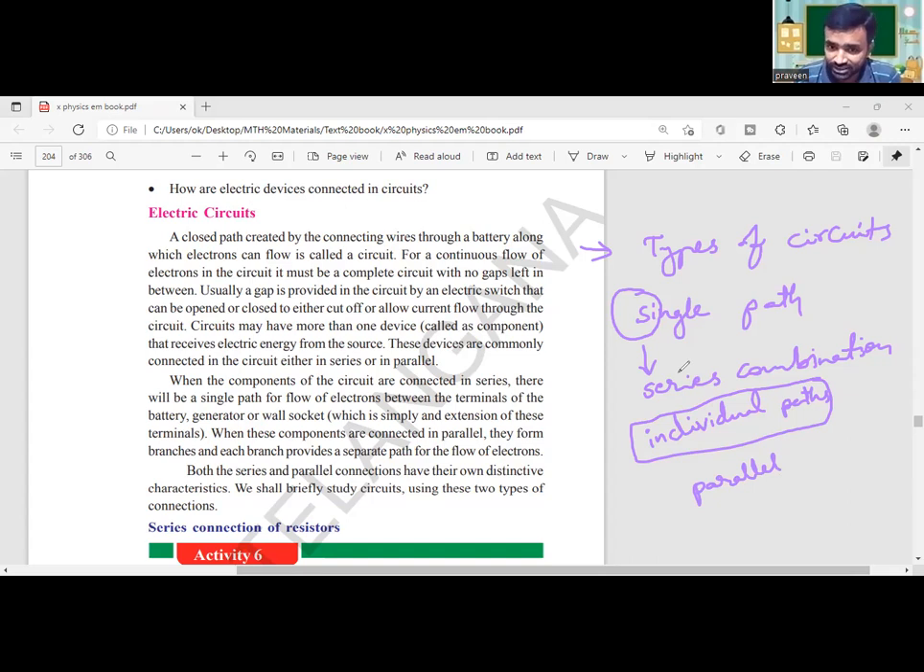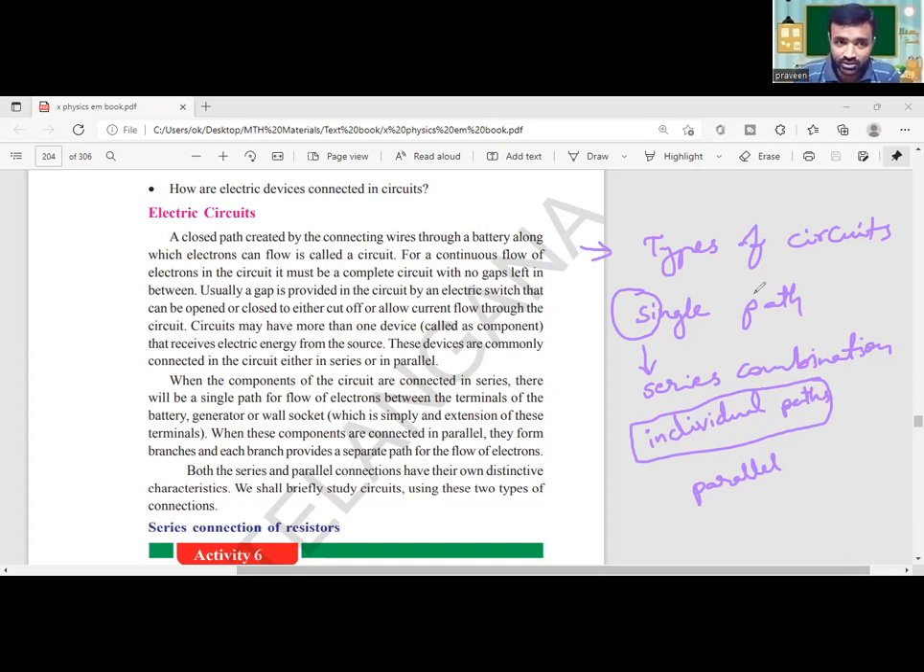If you find a single path from the battery, and they may have individual paths from one of the sources or one of the components, then it is said to be a multiple combination, as you observe.